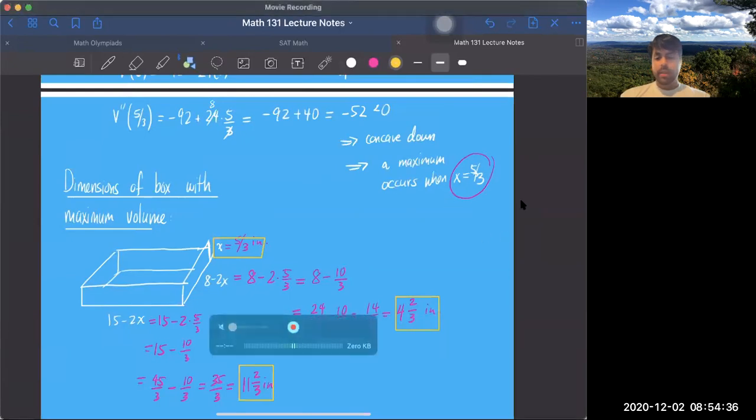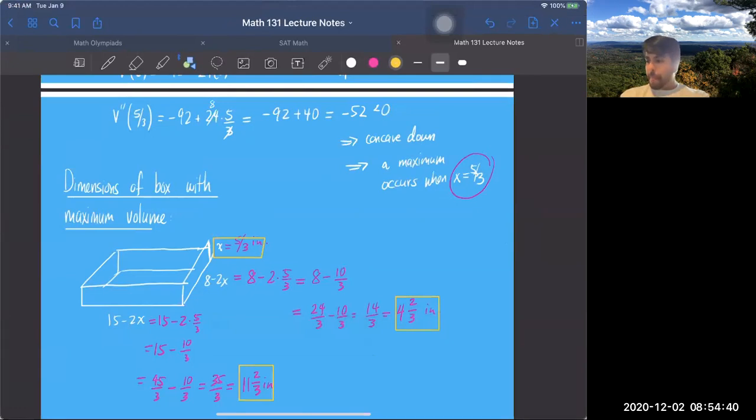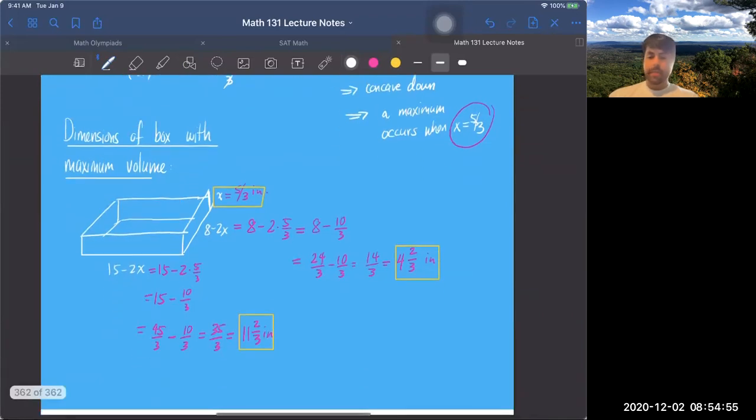Any questions about this? Is this all understood?